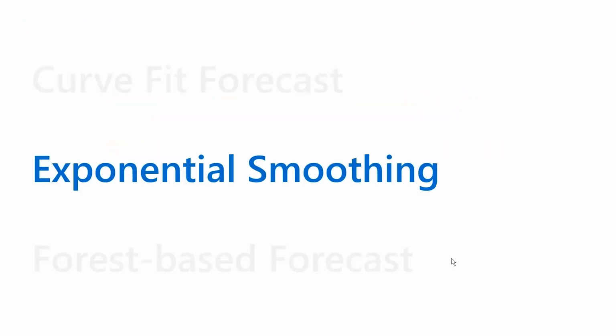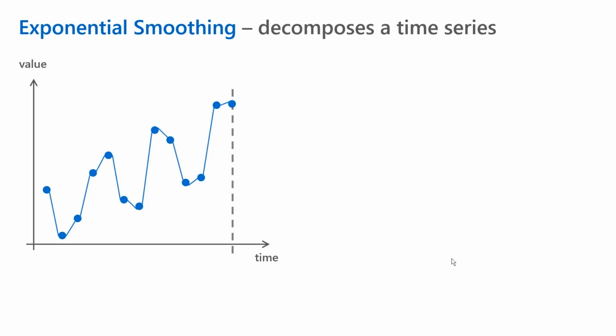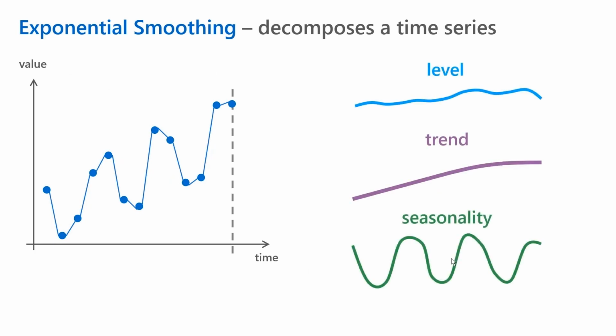Let's move to the next forecasting method, exponential smoothing. This method is very popular in time series analysis. Exponential smoothing works by decomposing a time series. But what does that mean? What does decomposing mean? Decomposing means breaking the time series into different components.